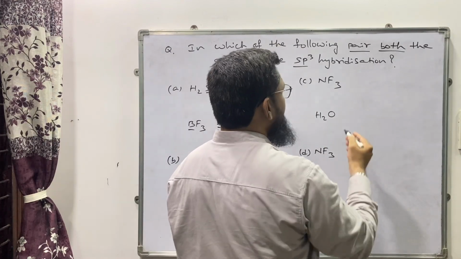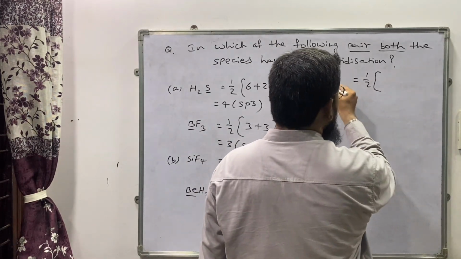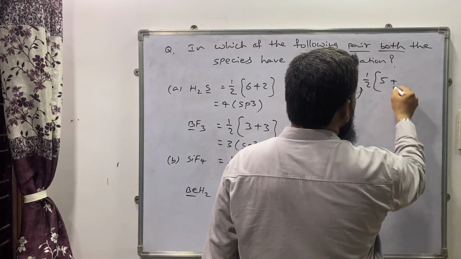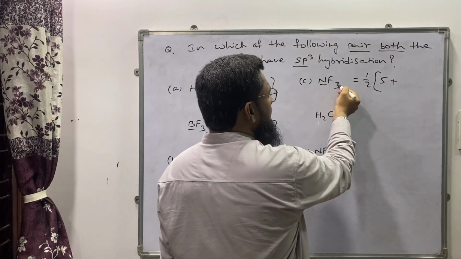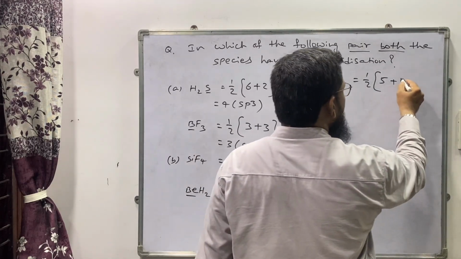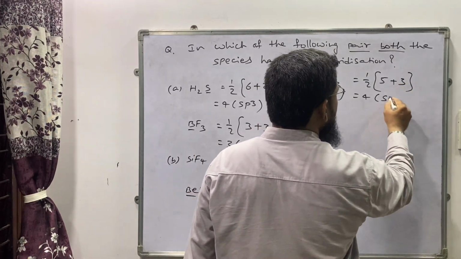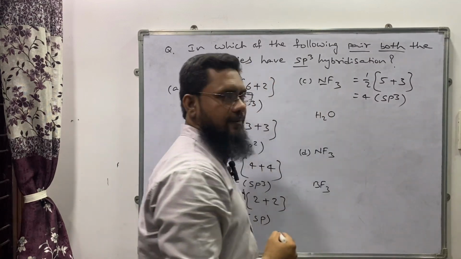Let's take this one. If you take the nitrogen, nitrogen is having how many valence electrons? 5. So V plus X, the number of monovalent atoms. We are having 3 fluorines. So you take the 3. 5 plus 3, 8. 8 by 2 means 4. 4 means it is sp3 hybridization.